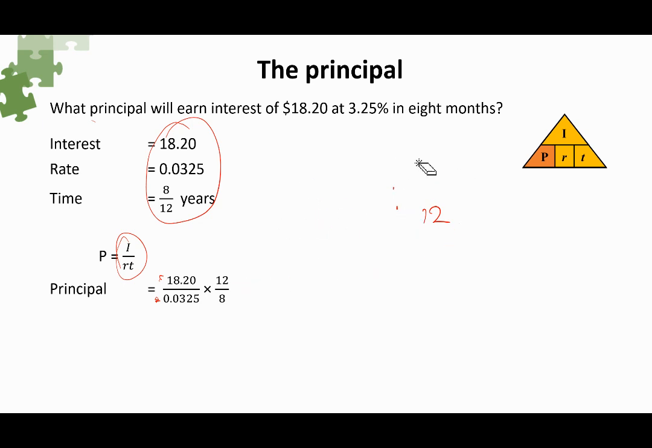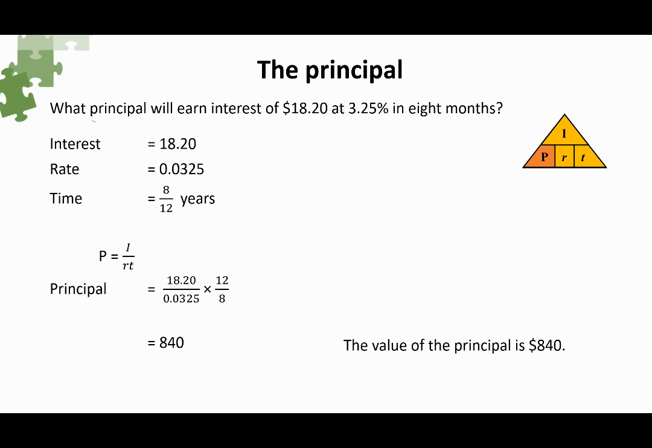There is a way to explain why that works that way, but it takes a little while and I don't want to confuse anybody. So just remember, if you're dividing by a fraction, you just turn it upside down. All right, so then you calculate that out with your calculator and you get 840. So that means that the value of the principal is 840.